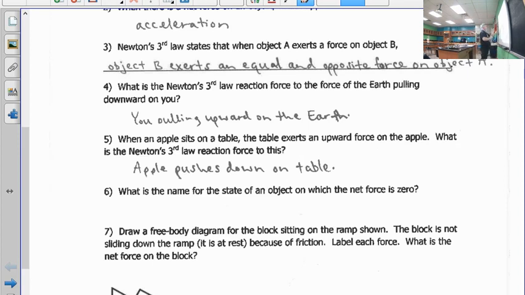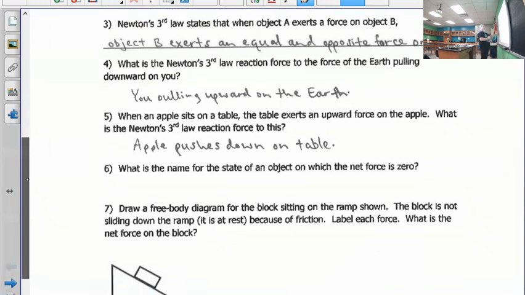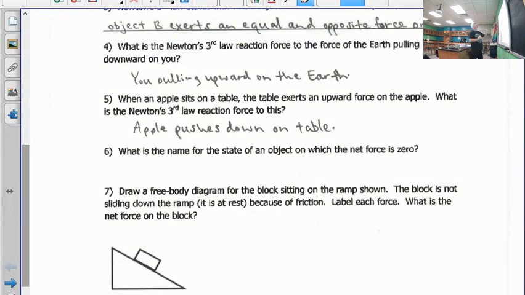What is the name for the state of an object on which the net force is zero? So when something has no force, you're experiencing no force, we had a special word for that. I went over this one really quickly, but it's a common enough word I'm hoping somebody will remember. If you do remember, please, again, either speak it out or put it into our public chat. I'll wait a few seconds since I did not stress this one very much, and then I'll put the answer back up on the board.